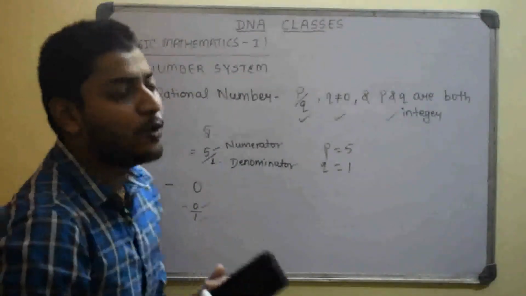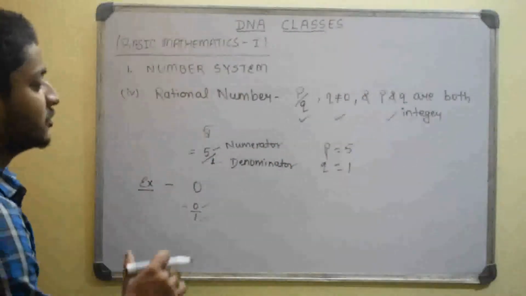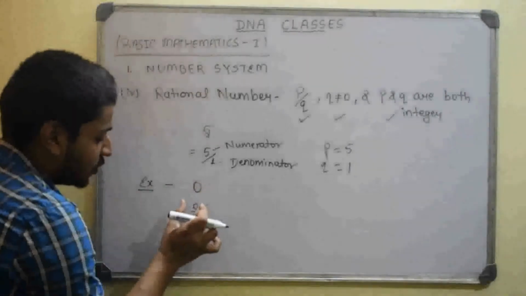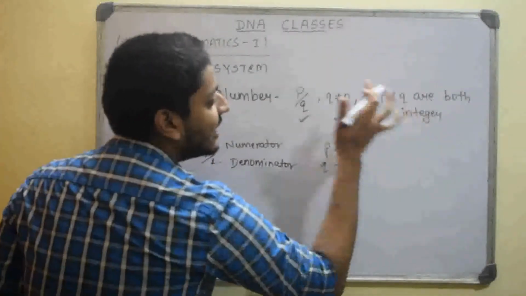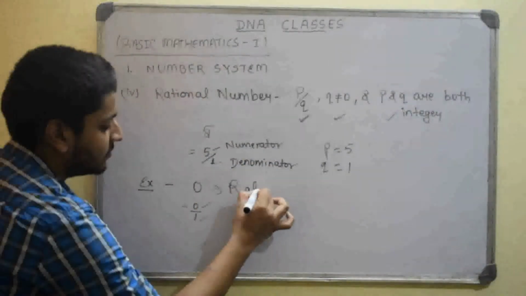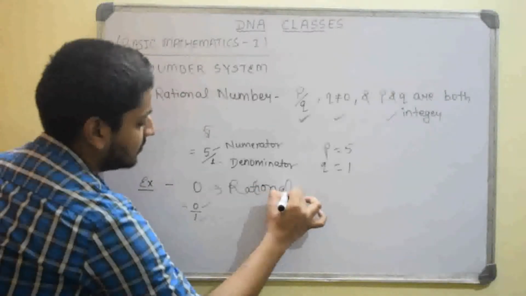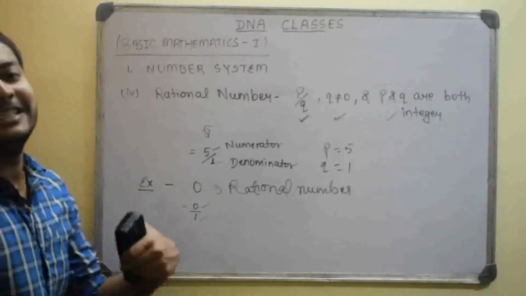Meaning for a number to be rational, these three conditions should be satisfied. So we are done with this. 0 by 1 satisfies this condition as well as this condition, meaning this is a rational number. Now we will see another example.